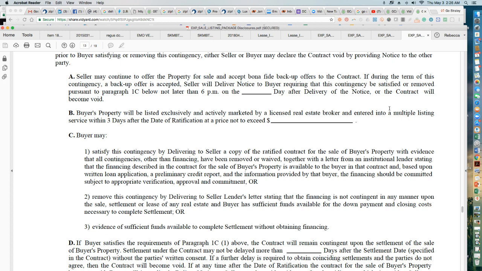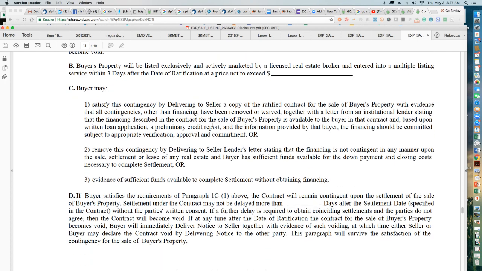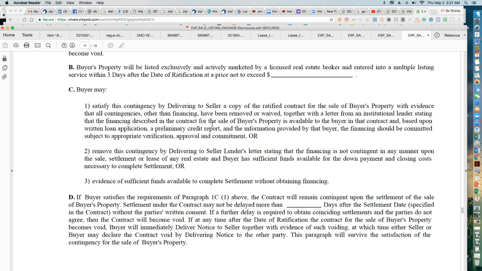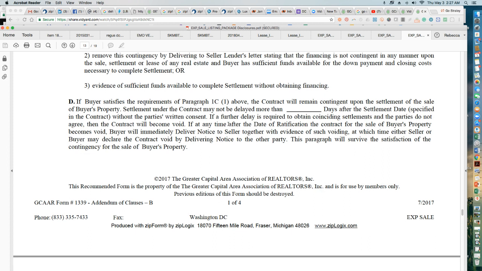B, buyer's property will be listed exclusively and actively marketed. And it will be put into the multiple listing, because we want to make sure that the seller has every opportunity and this buyer has every opportunity to make sure that this contract goes into fruition. So we're saying, how much will that house be listed for, or at least the house will not be listed over this amount. And we go on with our information and the standards that both buyer and seller are going to operate upon.